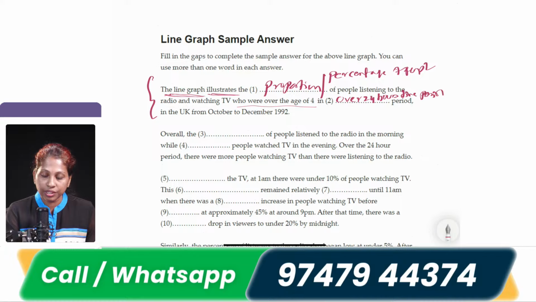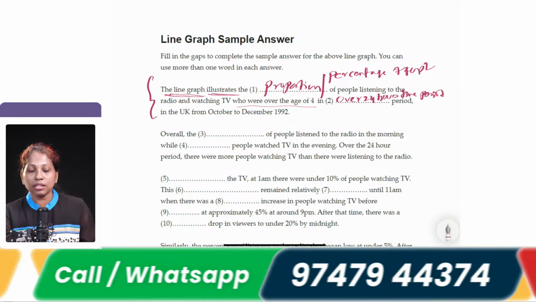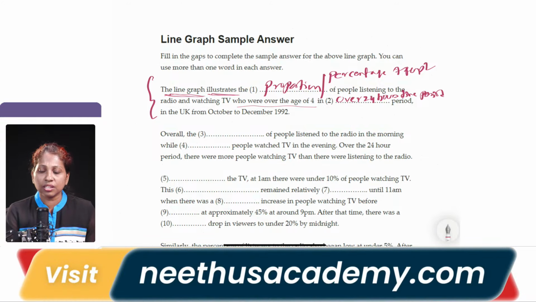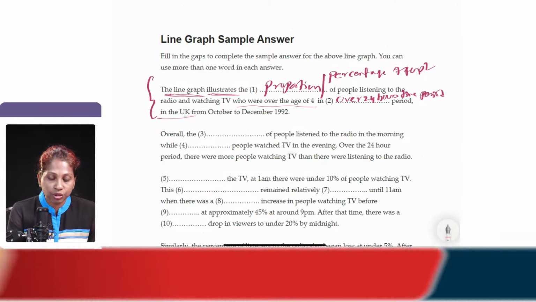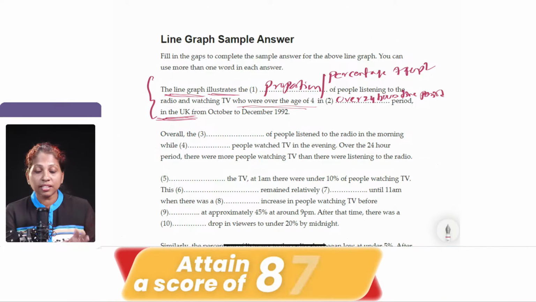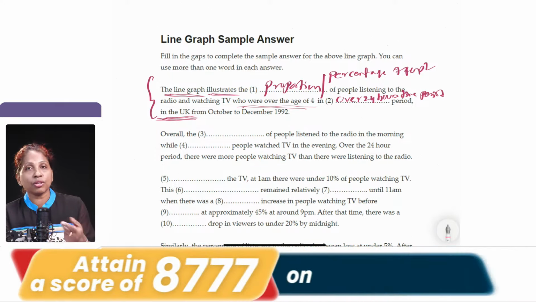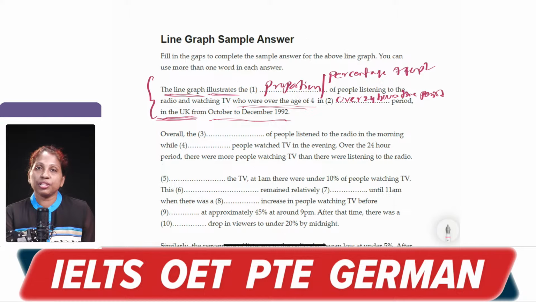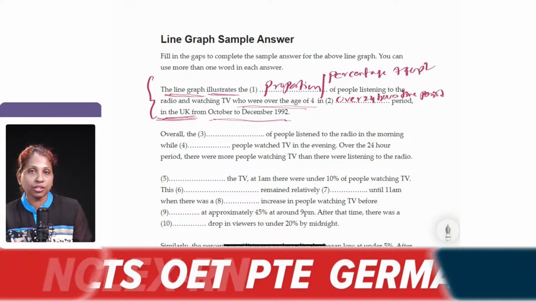This is the time period given on the x-axis. So you can mention that in over a 24 hours time period in the UK, which you can already take from your graph. This one you have added. This one also you have added. This one also you have added, in the UK. Then comes October to December 1992. So this is the time period again mentioned. So this is how you will complete your introduction with some changes.